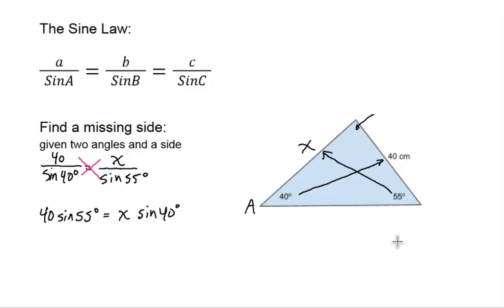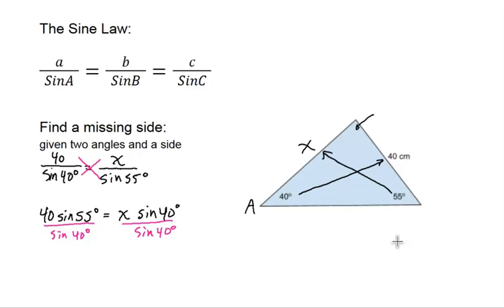To get the x all by itself, I need to divide by sine 40. Now remember, you can't just divide by sine. You have to divide by sine 40. This isn't sine times 40, it's the sine of 40. It's a trigonometric calculation or function. And whatever you do to one side, you have to do to the other.